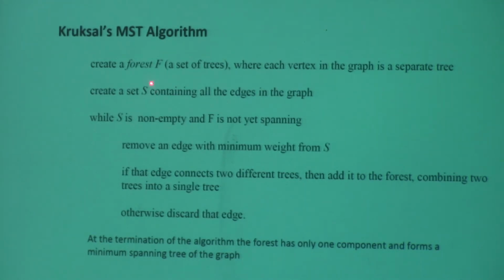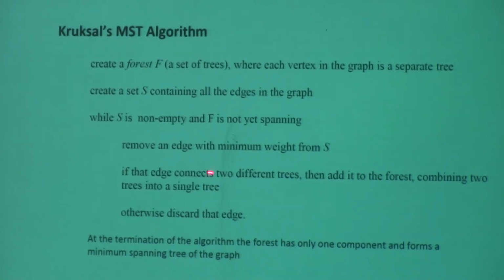Then we'll create a set S containing all the edges in the graph, which is 12. So the cardinality of S is going to be 12. Now, while S, the set of edges, is not empty, and F is not yet a spanning tree, we're going to remove an edge with minimum weight from S. Well, clearly, we're going to have a forest of 7 trees: 1, 2, 3, 4, 5, 6, 7. And the cheapest edge is going to be the edge 1, 2, with a cost of 1. We're going to remove the edge with the minimum weight from S.